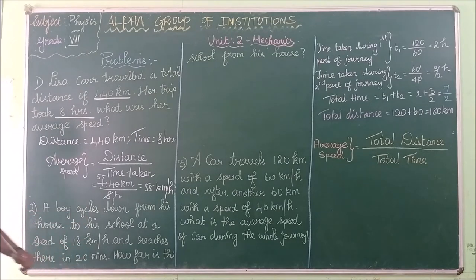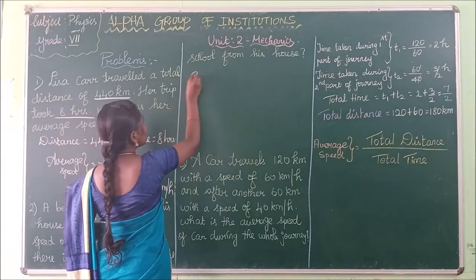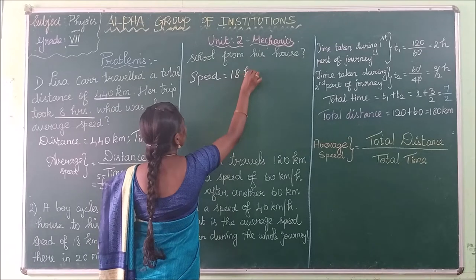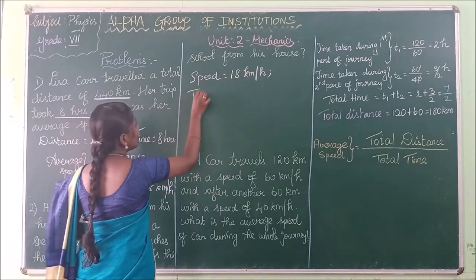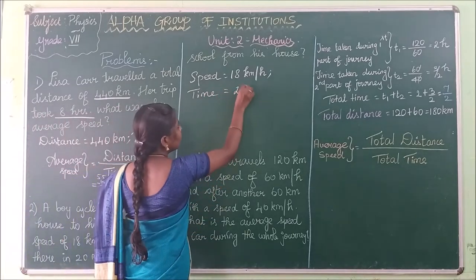They are asking us to calculate the distance. They have given the values of speed and time. Yes, what is the speed given here? Speed is equal to 18 kilometer per hour. What is the value of time given here? Time is equal to 20 minutes.